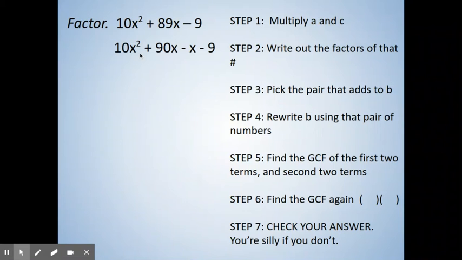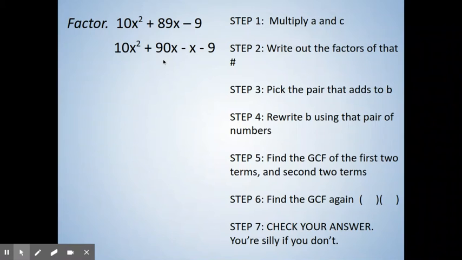These are equal to each other. I haven't changed what it says at all. I've just changed the way this middle term looks. It's kind of like the opposite of combining like terms. Instead, I'm taking one term and making it two terms.